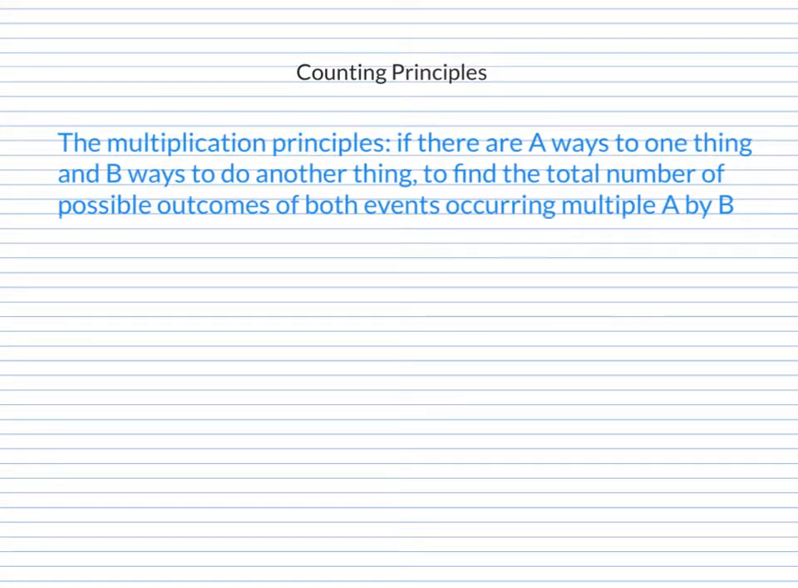The multiplication principle says, if there are A ways to do one thing and B ways to do another thing, to find the total number of possible outcomes of both events occurring, you just need to multiply A by B. Let's look at a couple examples that involve just the multiplication principle.